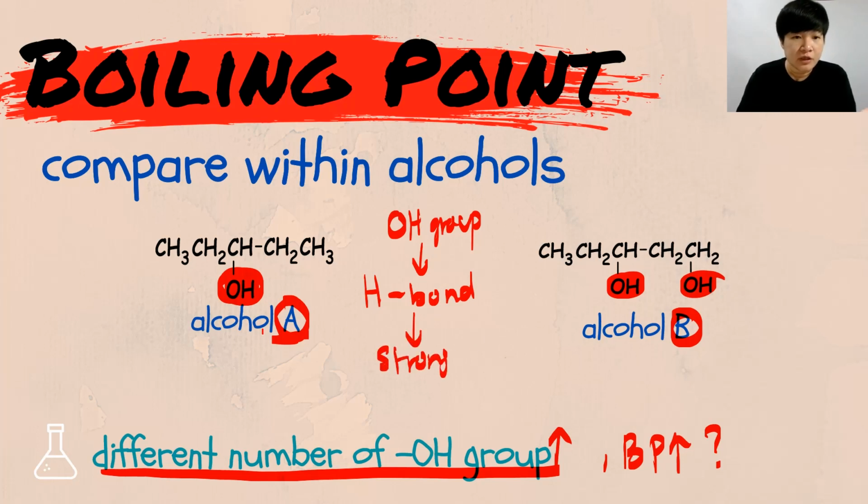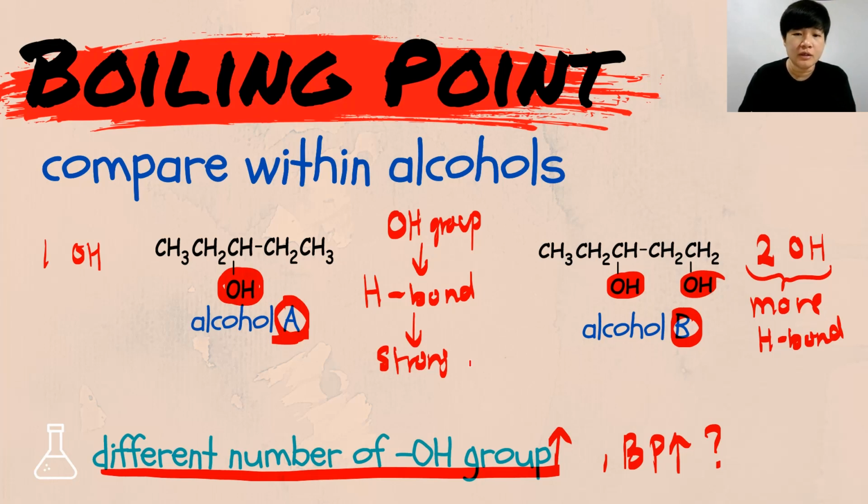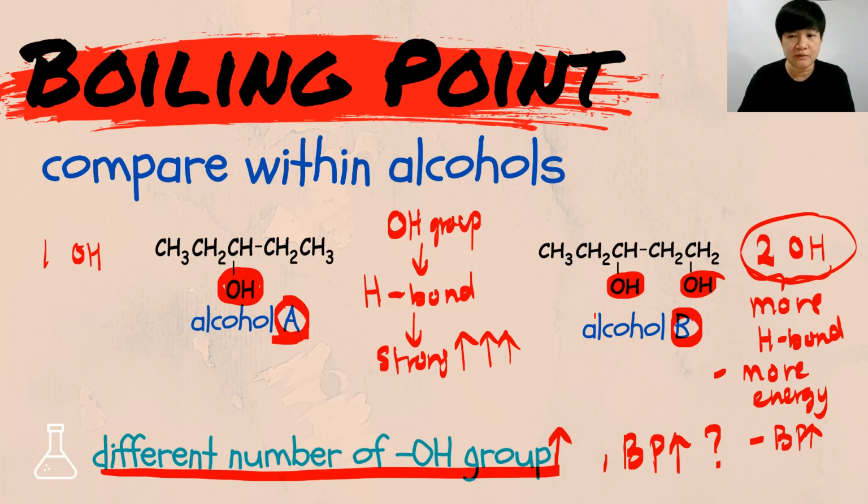So imagine, guys, you have one OH group over here and two OH groups over here. Which one can form more hydrogen bonds? Of course, the two OH groups can form more hydrogen bonds. So when you can form more hydrogen bonds, the intermolecular forces become a lot stronger. Therefore, you need more energy to overcome the strong hydrogen bonds. When you need more energy, automatically the boiling point will be higher because you have more OH groups. Okay? Let's look at the complete sentence for the explanation just now.